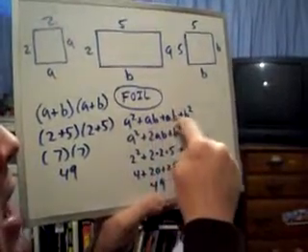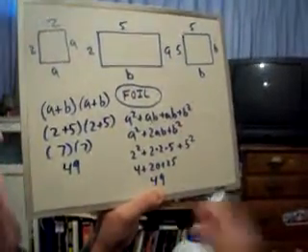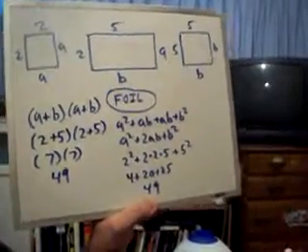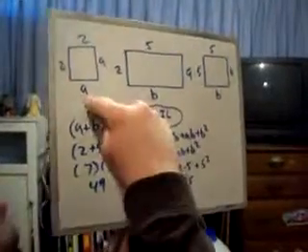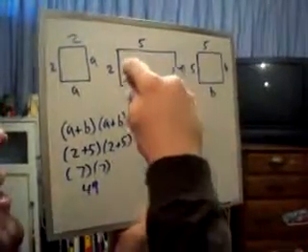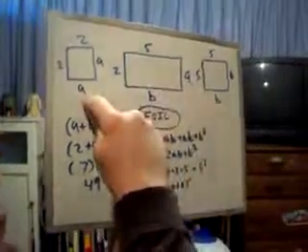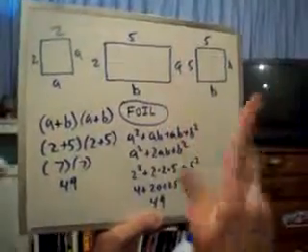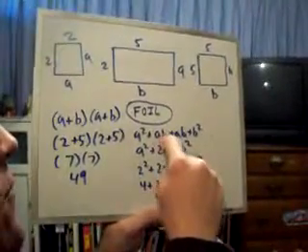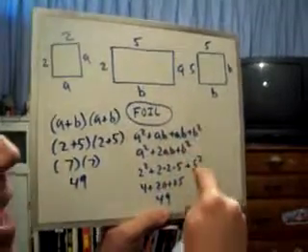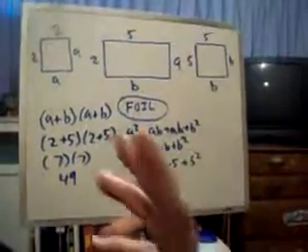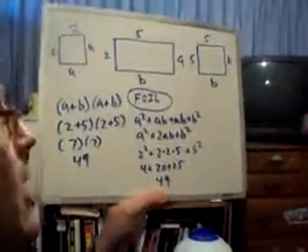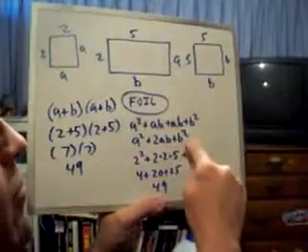Well, if you add ab and ab together, 5 times 2 is what? 10. Where are we getting the 5 and the 2? Well, a is 2 and b is 5. So 2 times 5 equals 10. Well, 10 plus 10 is what? 20. Alright. So we have a squared plus 2ab plus b squared.